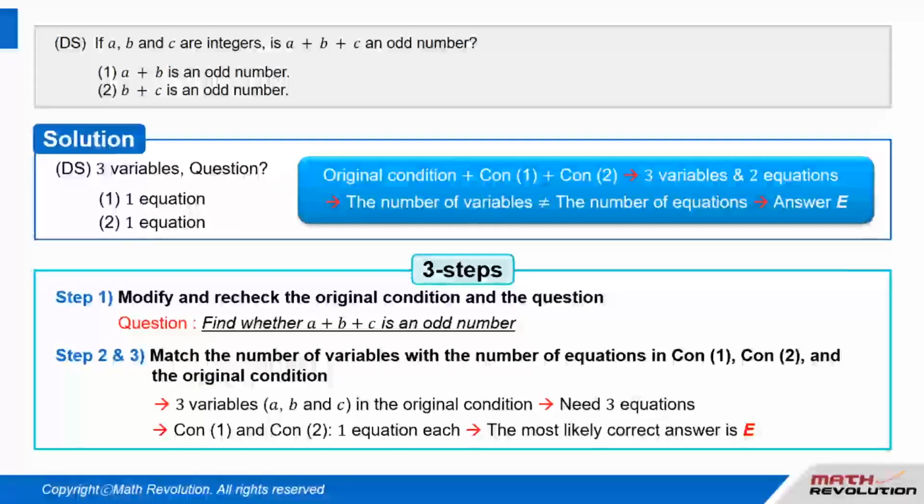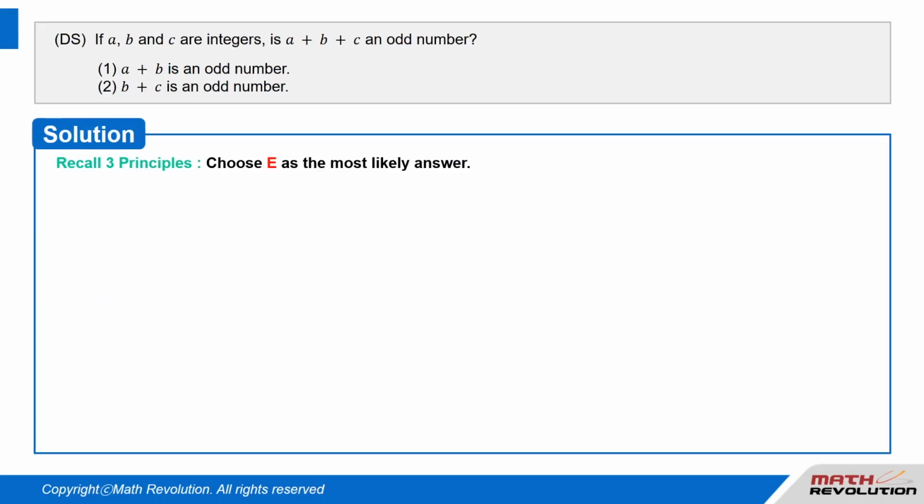Follow the second and third step from the original condition. We have 3 variables, A, B, and C. To match the number of variables with the number of equations, we need 3 equations. Since conditions 1 and 2 will provide 1 equation each, E would most likely be the answer. This variable approach has been proven over the last 19 years. Trust the approach, and it will help you achieve a high mark on the exam. Recall 3 principles and choose E as the most likely answer.